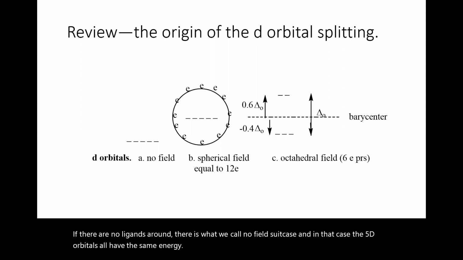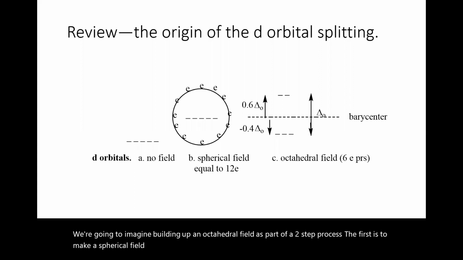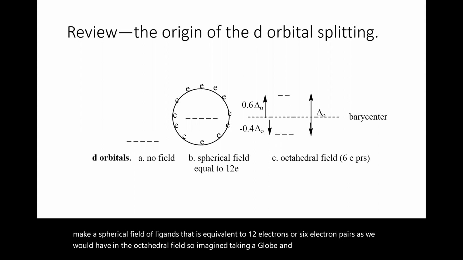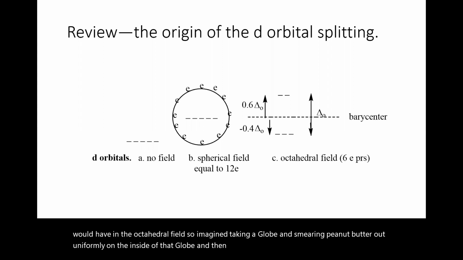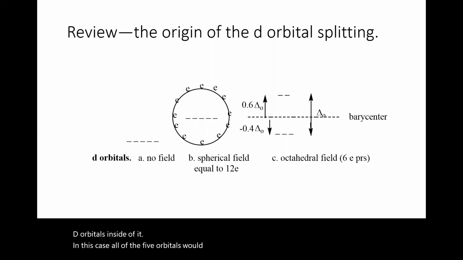Now we're going to imagine building up an octahedral field as part of a 2-step process. The first is to make a spherical field of ligands that is equivalent to 12 electrons or 6 electron pairs, as we would have in the octahedral field. So imagine taking a globe and smearing peanut butter out uniformly on the inside of that globe, and then putting the 5 different d orbitals inside of it. In this case, all of the 5 orbitals would still have the same energy as each other.